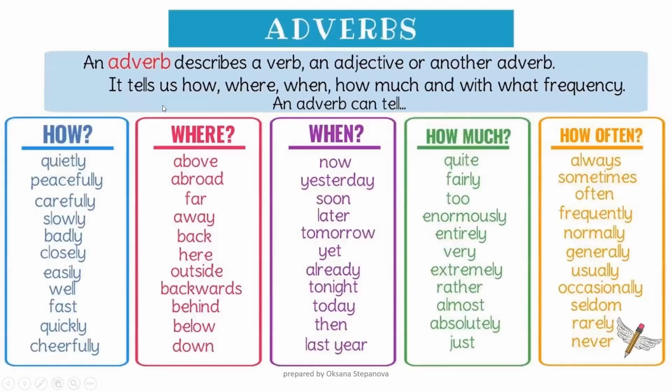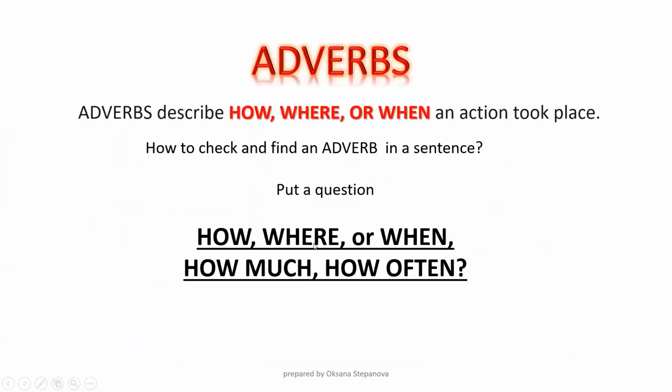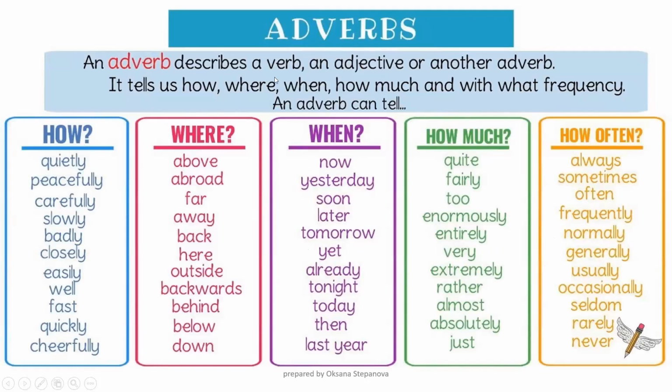Let's look here. How. Let's say how something is done. Remember that adverbs describe verbs. That is why we have this piece of word here in this part of grammar: adverb. It's like add a verb. So how is quietly, peacefully, carefully, slowly, badly, closely, easily, well, fast, quickly, cheerfully.